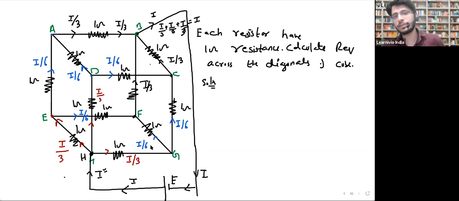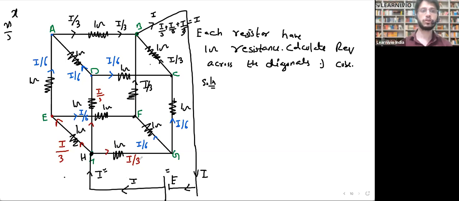Now, I and I by 3 are the same thing. Like if I'm saying X is a variable, either I write it as X by 3 or X by 6, it is the same thing. I have just one variable in my equation. That's the beauty of this question. You have several divisions of current, but you have one variable, that's I. You don't have 12 variables, you just have one variable. So for one variable, you need one equation. For one equation, we can choose a loop. For calculating R equivalent, always choose the loop having the cell.